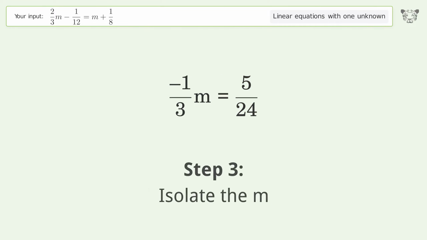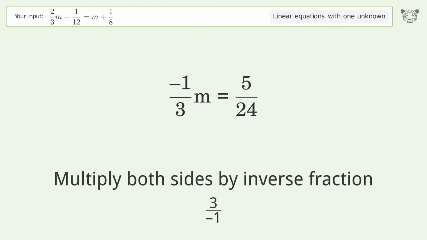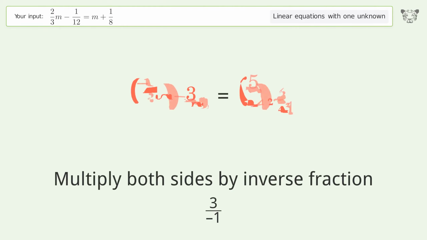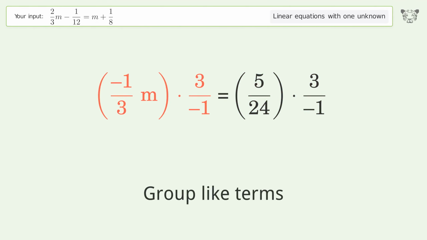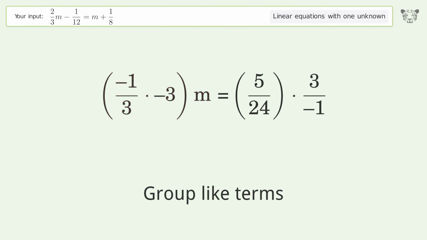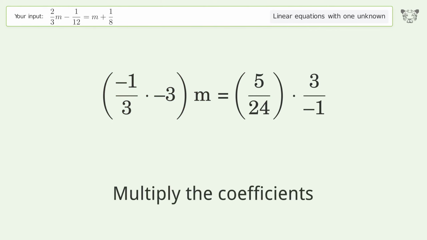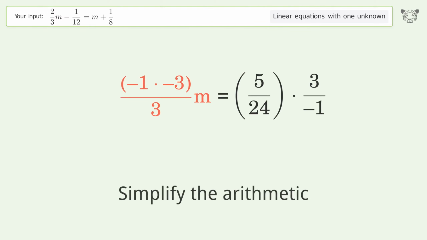Isolate the m. Multiply both sides by inverse fraction 3/-1. Group like terms. Multiply the coefficients. Simplify the arithmetic.